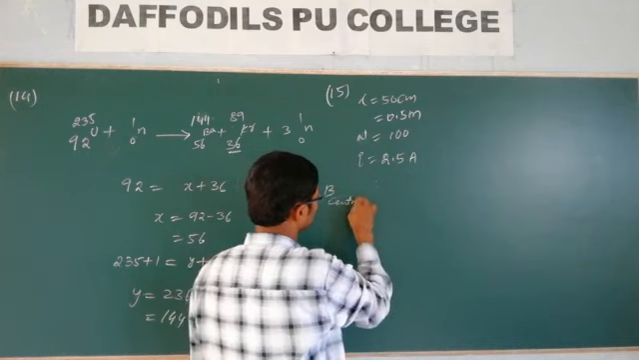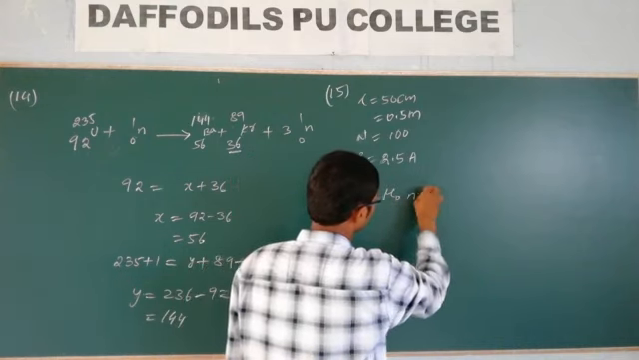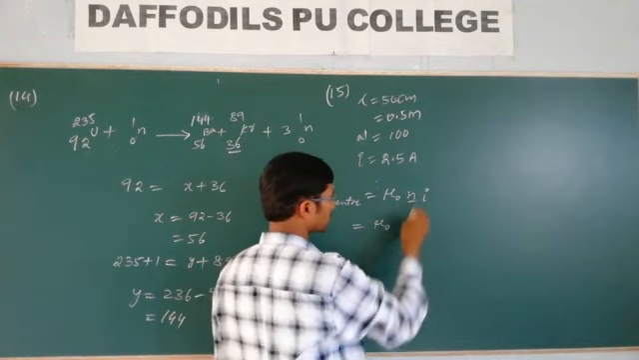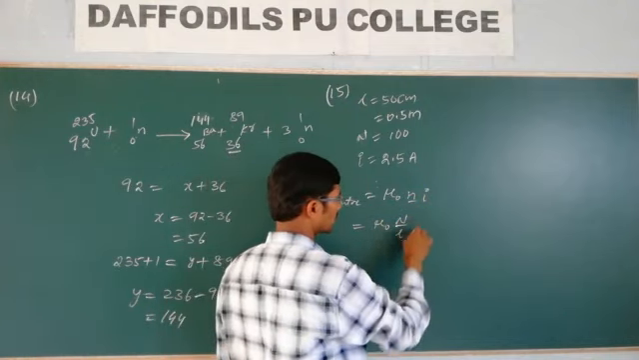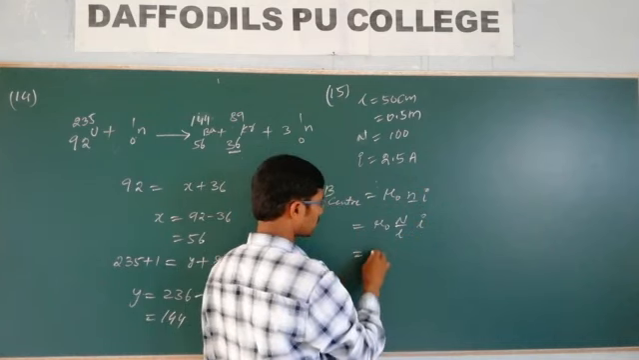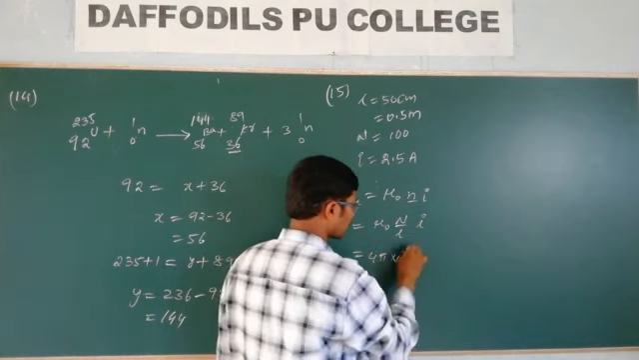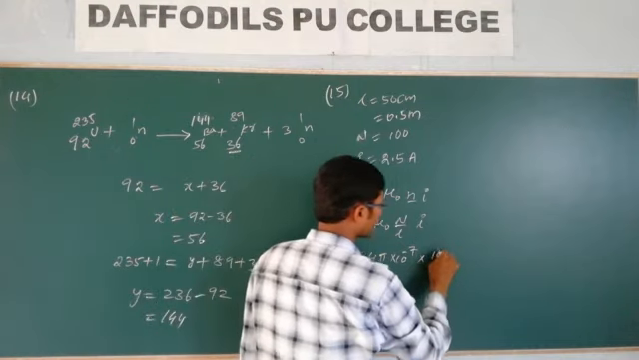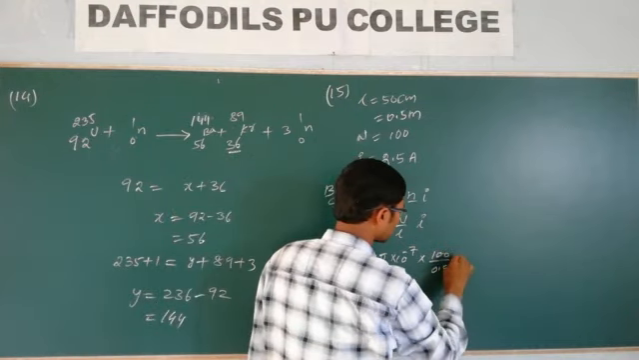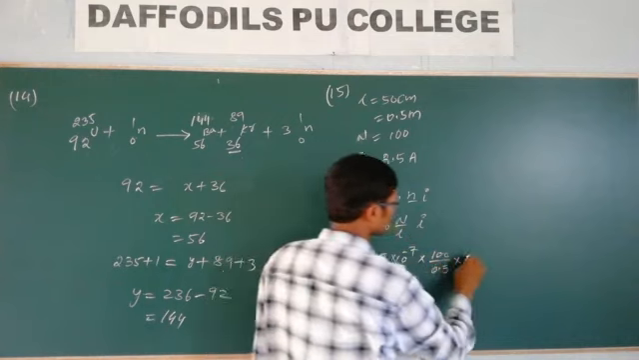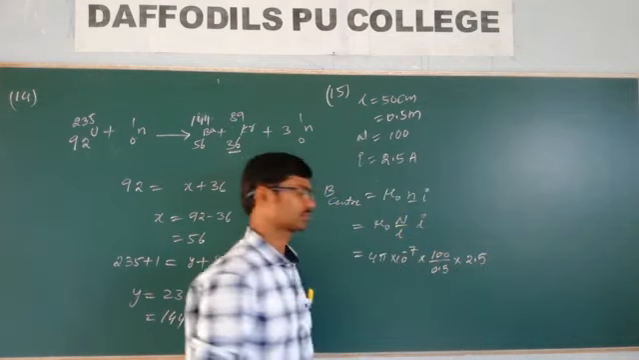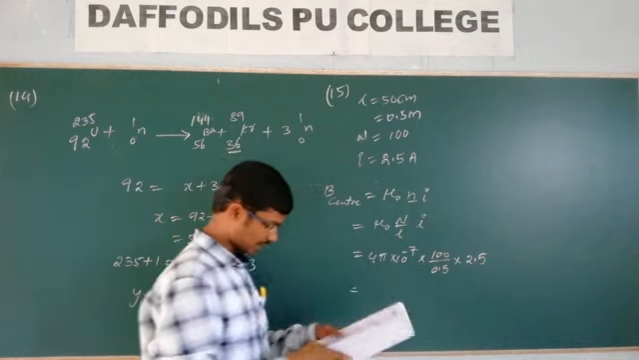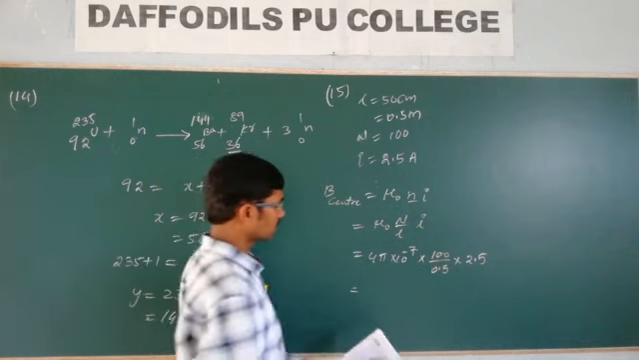The magnetic field at the center of the solenoid. So let us see what will be the magnetic field at the center of the solenoid. Magnetic field at the center of the solenoid is mu naught n i, where n represents the number of turns per unit length. Then mu naught value is 4 pi into 10 power minus 7 into, what is the number of turns per unit length here? 100 by 0.5 into current, here 2.5.